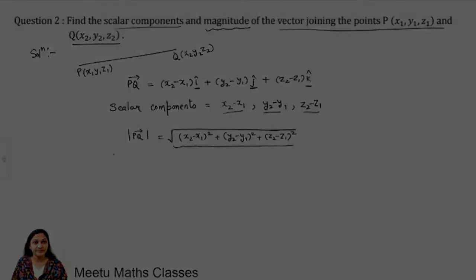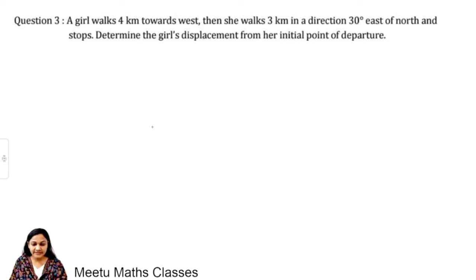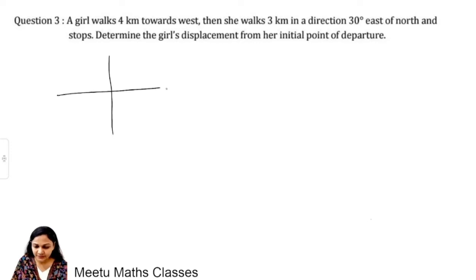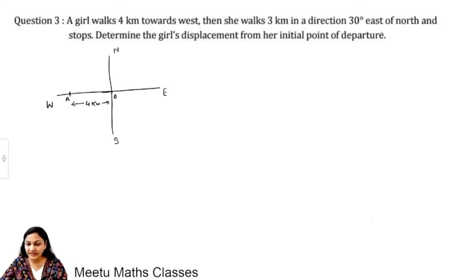Now question number 3 is, a girl walks 4 kilometers towards west. So let us make 4 directions first. This is east, west, north and south. A girl walks 4 kilometers towards west. So this may be 4 kilometers. Now the girl is at A. Then she walks 3 kilometers in the direction 30 degrees east of north.